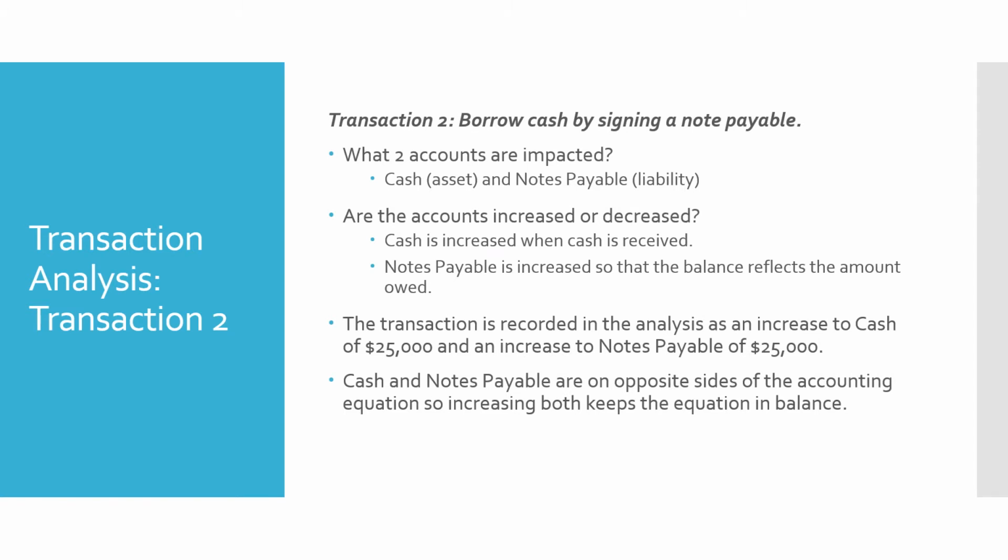Transaction 2, we're borrowing cash by signing a note payable. So once again, we're going to receive cash and we're going to increase the cash account. And in our note payable account, we want to show that we owe this amount of money. So cash is going to be increased because we're receiving cash, and the note payable, which is on the opposite side of the accounting equation, is also increased. So we have an increase to an asset account of $25,000, an increase to notes payable of $25,000.